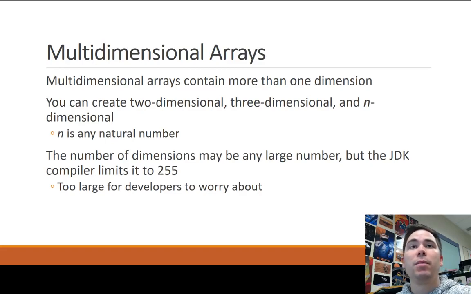So you can create 2-dimensional, 3-dimensional, and n-dimensional arrays, where n is any natural number. So you could have 1,000 dimensions in your array. That would be giant. But in terms of Java, the max that you can have is 255, because even that is too large for developers to really worry about. So for our purposes, the max is 255, but you'll never use that.